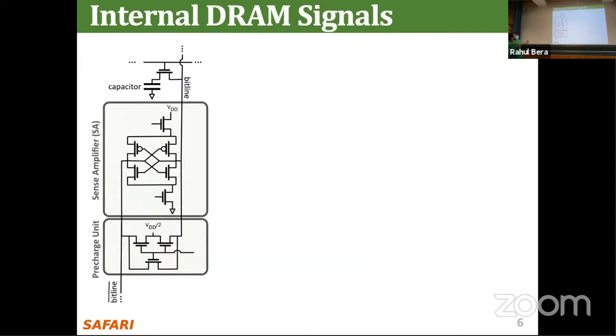This is a more detailed view of a DRAM. Here we have the cell, with a capacitor, the access transistor, and the bit line. And this one here is the sense amplifier, which senses and amplifies the content of the cell, and a precharge unit that is necessary to prepare the bit lines to activate the row.